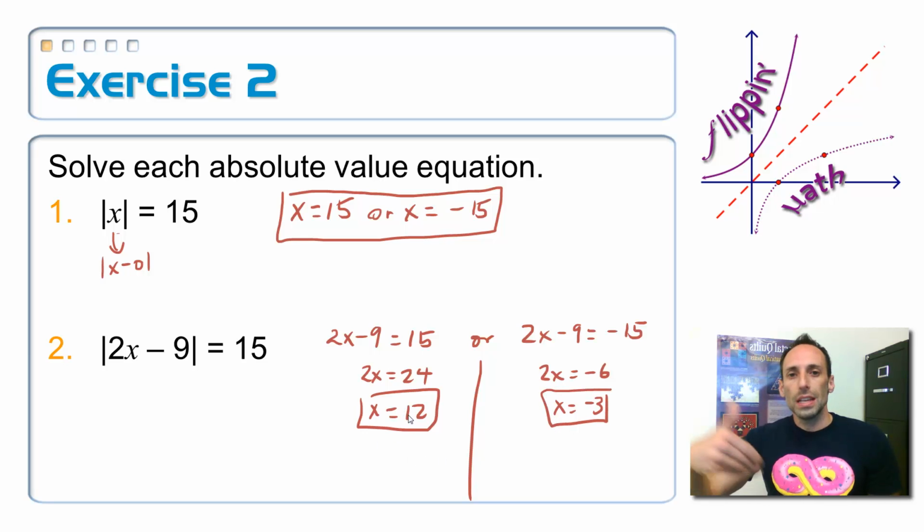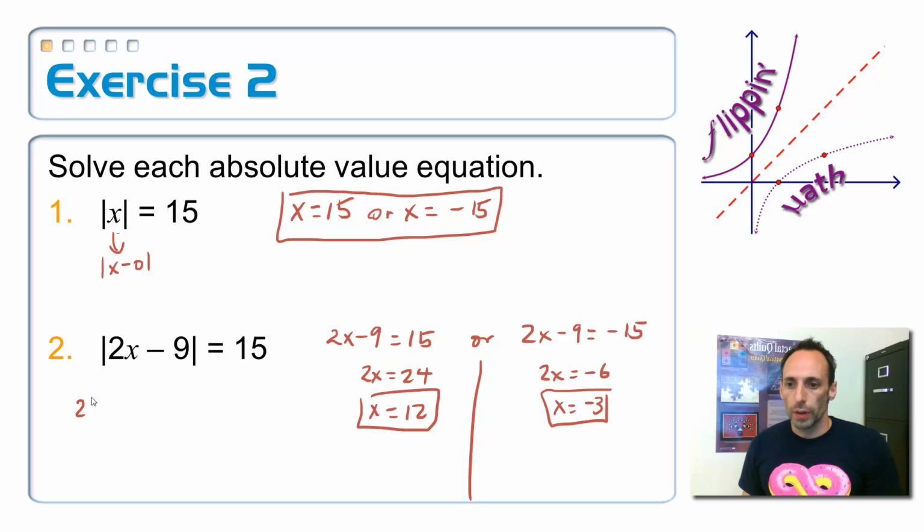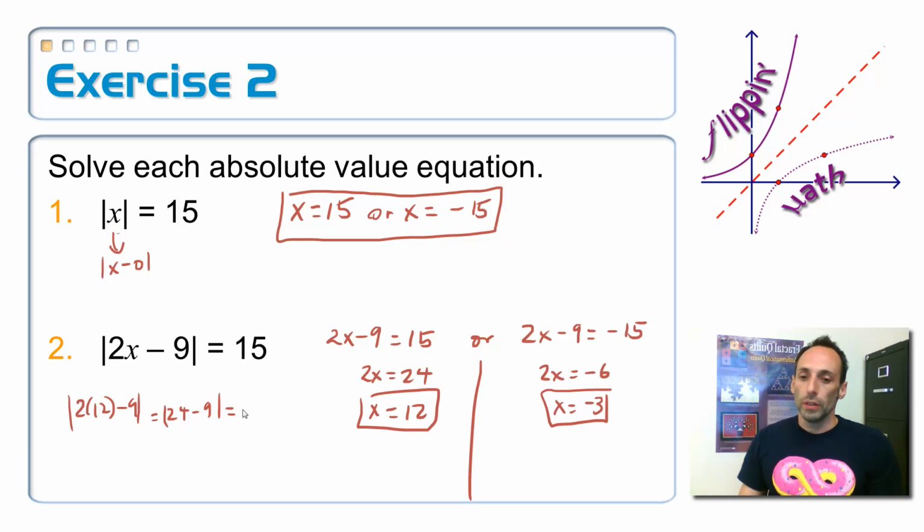Now if I were to stick either one of those back into the original equation, it would be just fine. So let's look at it. For example, if I stick in 12, I would have 2 times 12 minus 9. Let's close those parentheses, and I want to take the absolute value of that. I'd have 24 minus 9, absolute value of that. 24 minus 9 is absolute value of 15, which is 15.